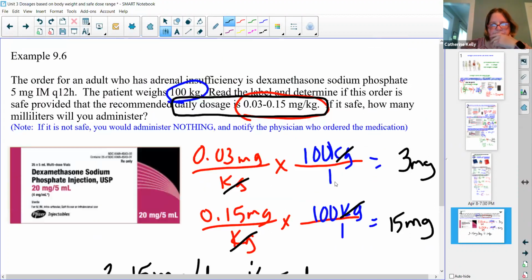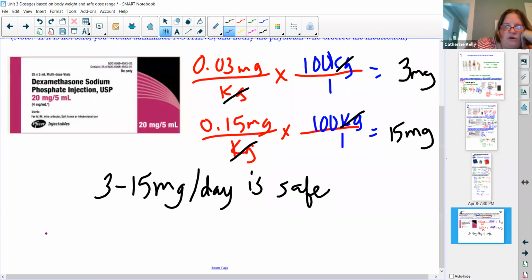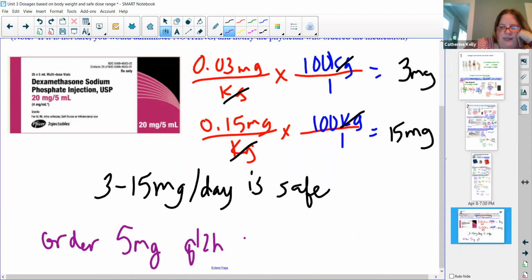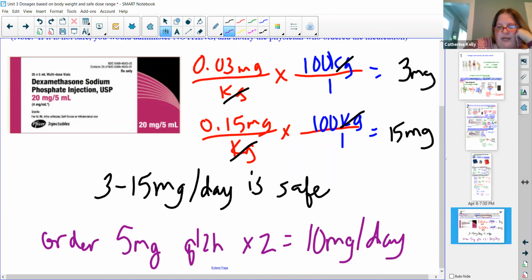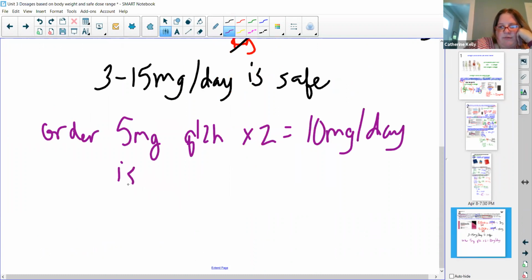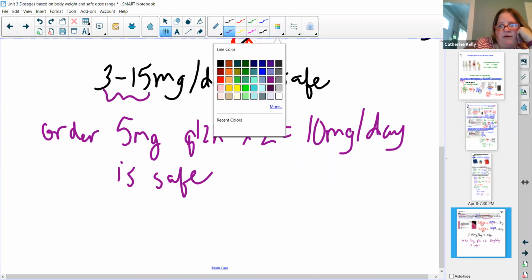So if I look up here, I see that the doctor ordered 5 milligrams intramuscularly every 12 hours. So the doctor's order is 5 milligrams every 12 hours, which would be 2 times a day. So 10 milligrams per day. And 10 milligrams per day is safe because it fits in between this 3 and 15.